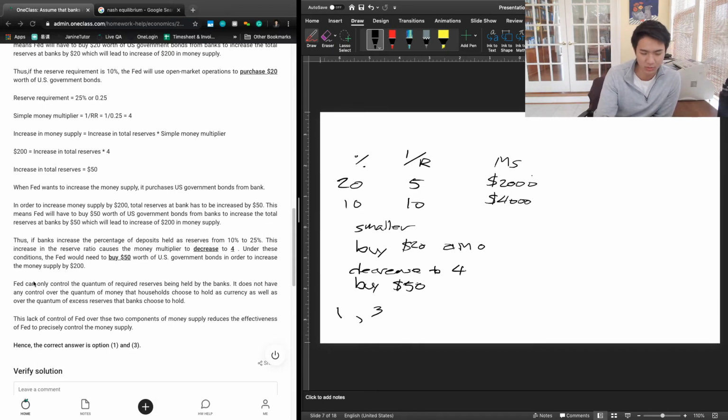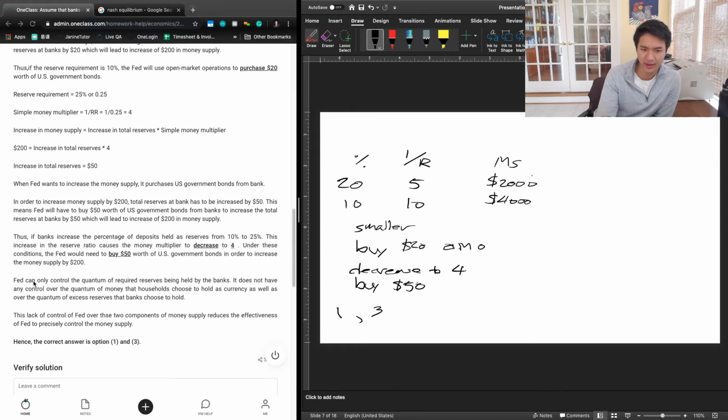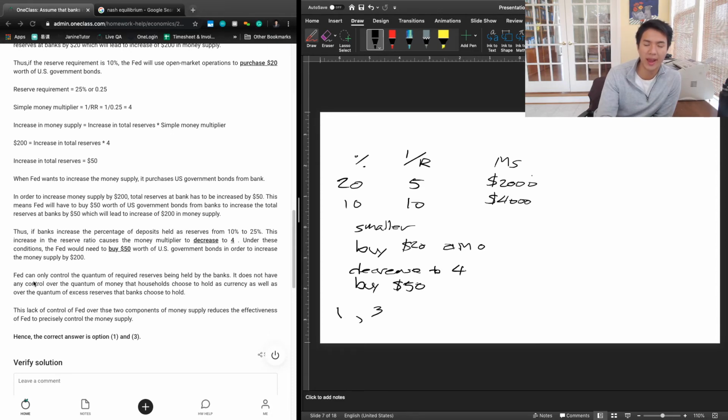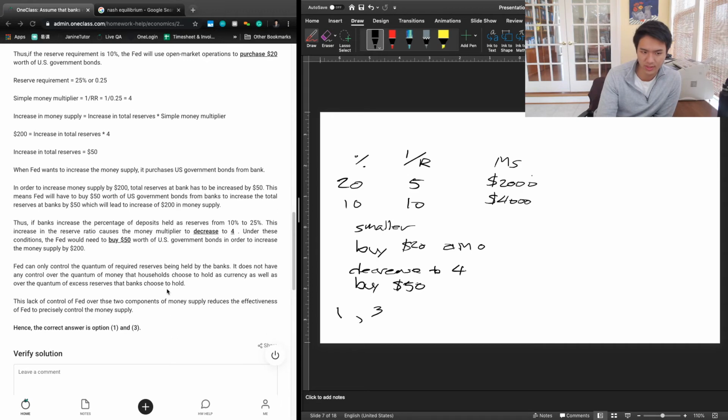Now the last part, which are the things that prevent the Fed from accurately controlling the money supply. The Fed can only control the quantity of required reserves being held by the banks. It does not have any control over the quantity of money that households choose to hold as currency, as well as the quantity of excess reserves that banks choose to hold. This lack of control over these two components of money supply reduces the effectiveness of the Fed to precisely control the money supply. The correct options are 1 and 3. That is also what we said.